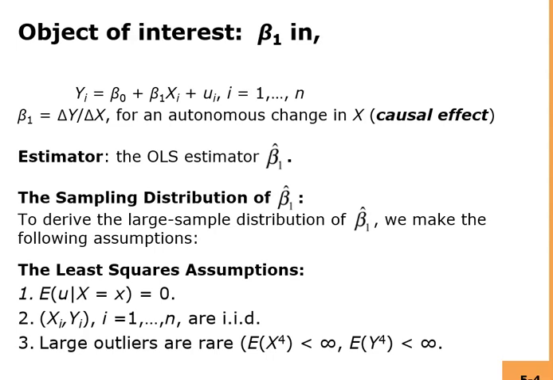Assumption number 3 is that large outliers are rare, and this is simply shown by this assumption over here that the kurtosis of x and the kurtosis of y is less than infinity. If you remember, kurtosis basically measures the thickness of the tails of the distribution. So if the kurtosis is actually less than infinity, then it would mean that there are no large outliers in the sample. So when all 3 of these assumptions are fulfilled, it means that we are holding the least squares assumptions.